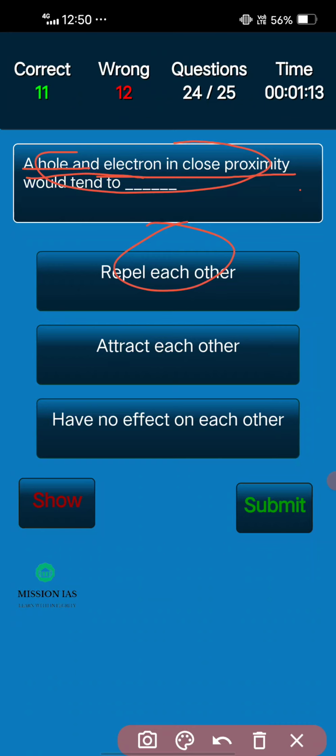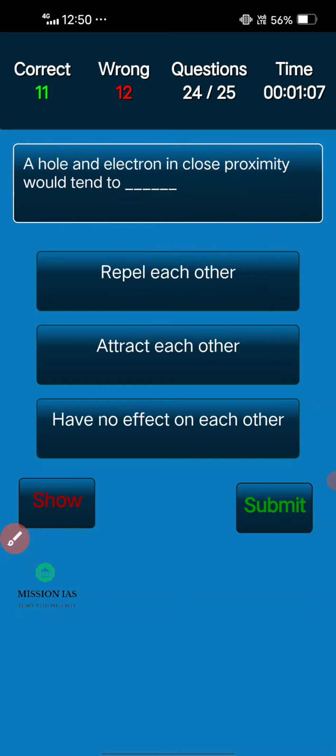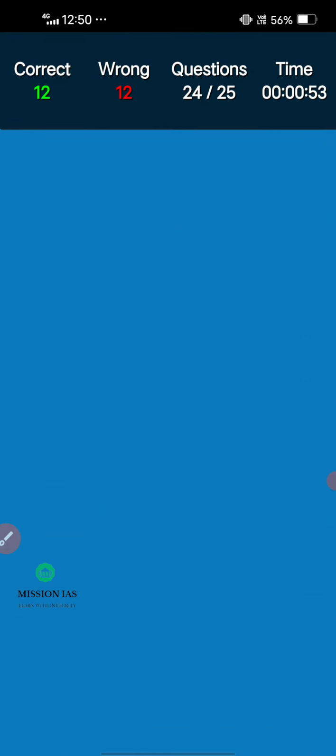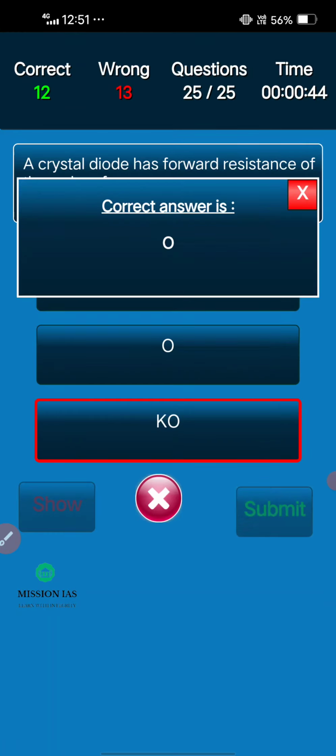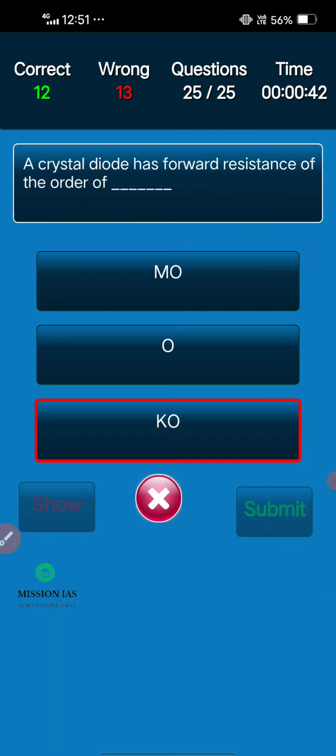Then here in front of you: the hole and electron in close proximity tend to repel each other, attract each other, or have no effect on each other. The hole and the electron in close proximity tend to attract each other. Yes. The last question here in front of you: the crystal diode has a forward resistance of the order of MΩ or kΩ. It is Ω. Okay, so this is all about it.